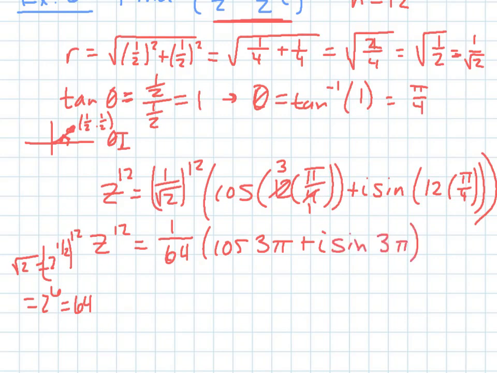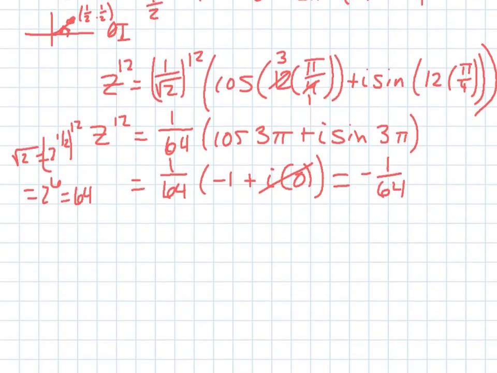Now here, we would like to find the rectangular form of the complex number, and so now I want to simplify these. Cosine of 3 pi is the same thing as cosine of pi, so that gives me -1, and then plus i times sine of 3 pi would be 0. And so then 0 and i cancel each other out, so you're left with -1. Then multiplying 1/64 times -1 gets you -1/64. And that would be your answer.